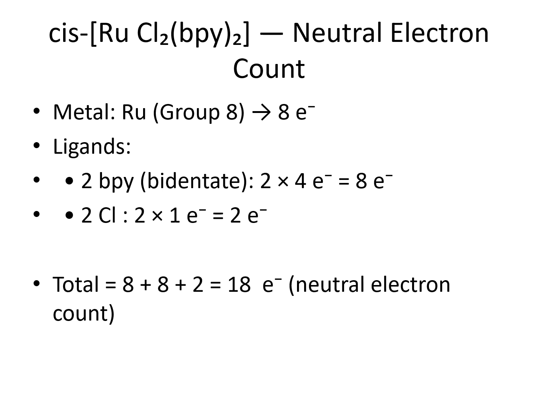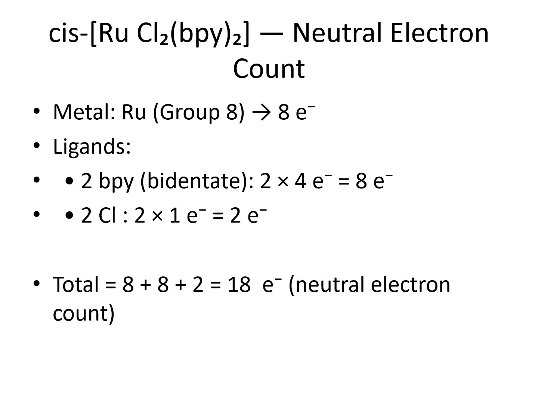And now for the chlorine atoms, each chlorine has 1 electron. And since we have 2 chlorine atoms, we have 2 electrons. So in total, the neutral electron count for this compound will be 18 electrons.